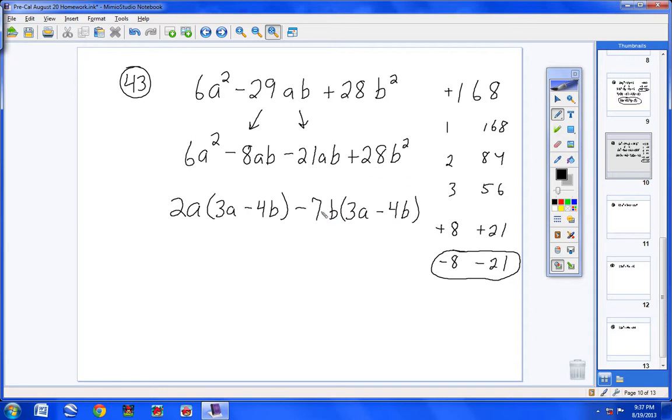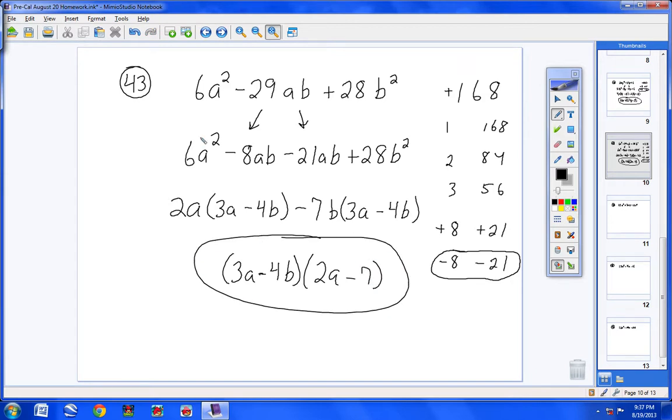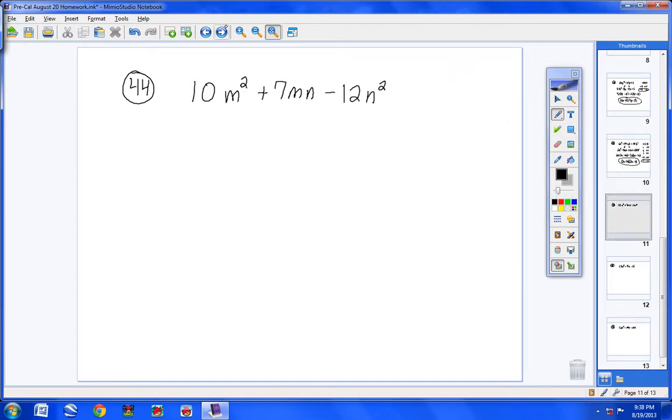And what's b times b? B squared. Notice my parentheses do match, so I have 3a minus 4b. And when I factor that out, I'm left over with 2a minus 7. 2a minus 7. All right? And that's number 43. And now let's take a look at number 44.